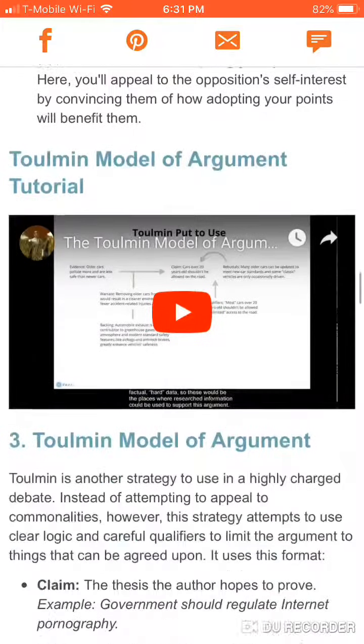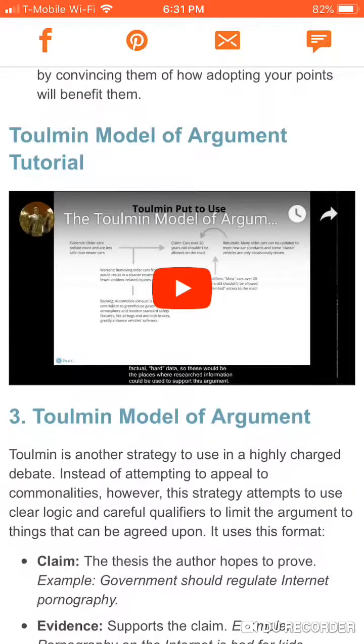3. Toulmin model of argument. Toulmin is another strategy used in a highly charged debate, instead of attempting to appeal to commonalities. However, this strategy attempts to use clear logic and careful qualifiers to limit the argument to things that can be agreed upon. It uses this form. Claim: the thesis the author hopes to prove. Example: government should regulate internet pornography.